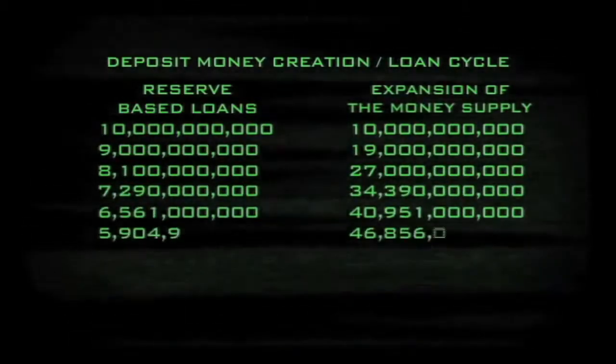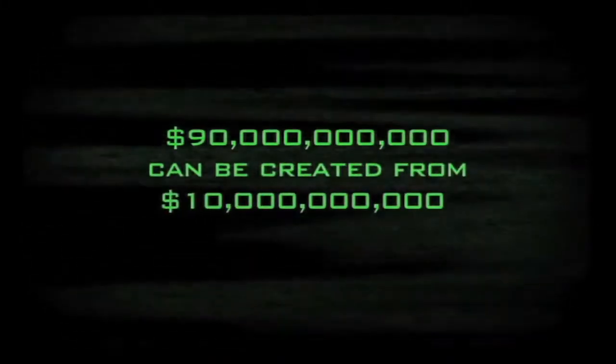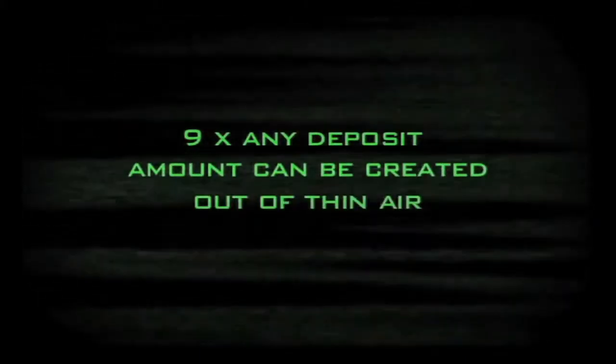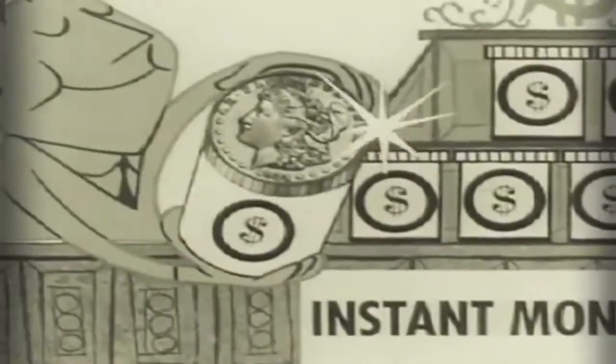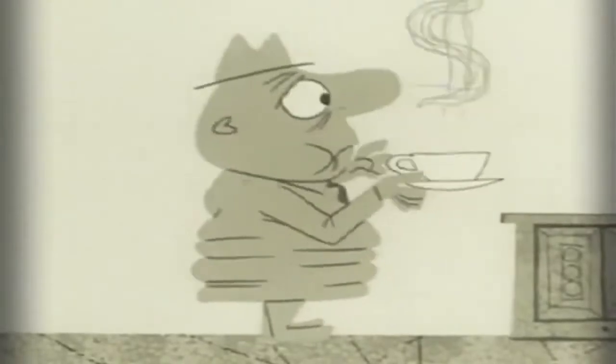The average mathematical result is that about $90 billion can be created on top of the original $10 billion. In other words, for every deposit that ever occurs in the banking system, about 9 times that amount can be created out of thin air. Money jitters? Ask the obliging Bank of America for a jar of soothing instant money, M-O-N-E-Y, in the form of a convenient personal loan.